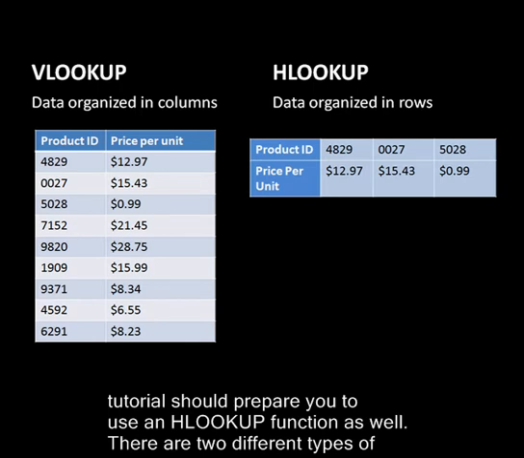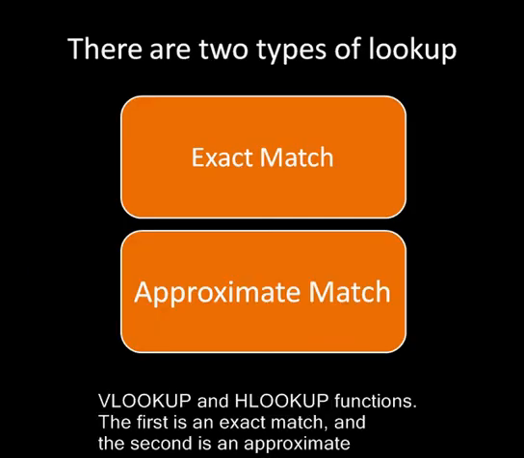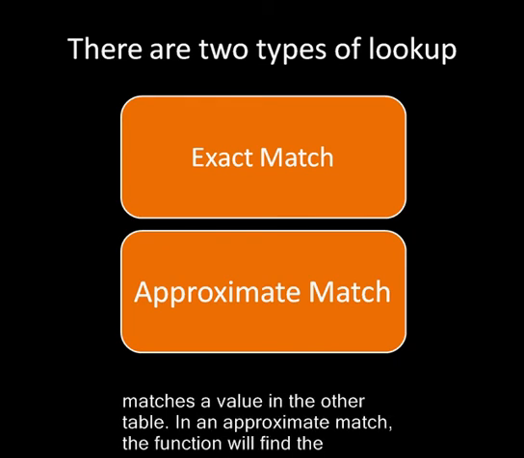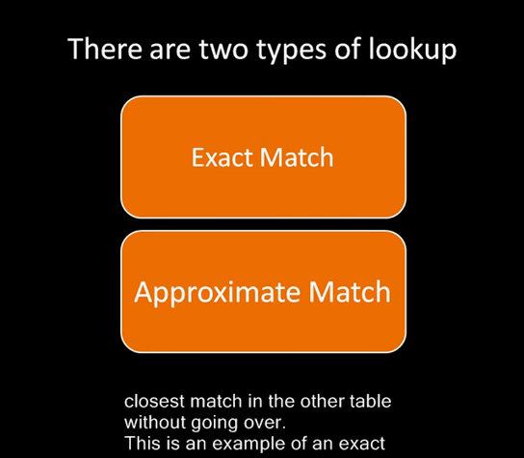There are two different types of VLOOKUP and HLOOKUP functions. The first is an exact match, and the second is an approximate match. An exact match will return information if the value you are looking for exactly matches a value in the other table. In an approximate match, the function will find the closest match in the other table without going over.